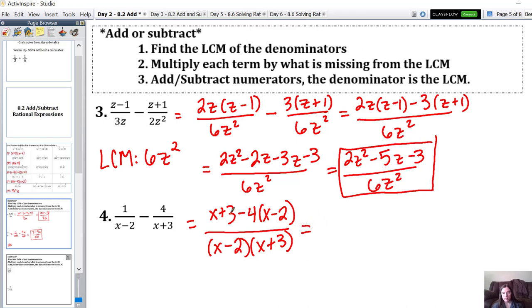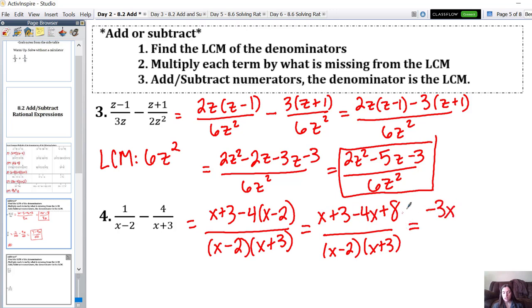Now we'll simplify. We have x plus 3 minus 4x plus 8 over x minus 2 times x plus 3. I'm going to keep the denominator in factored form. Simplifying further, x minus 4x is negative 3x, and 3 plus 8 is 11 over x minus 2, x plus 3.